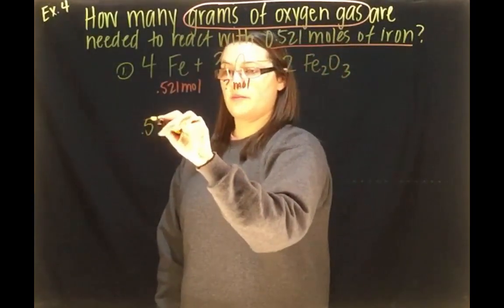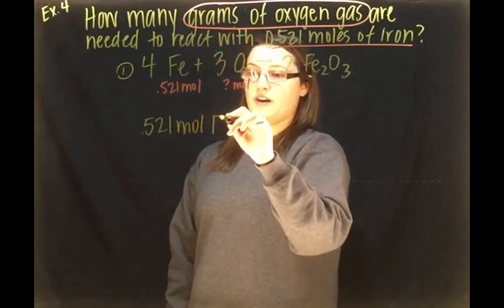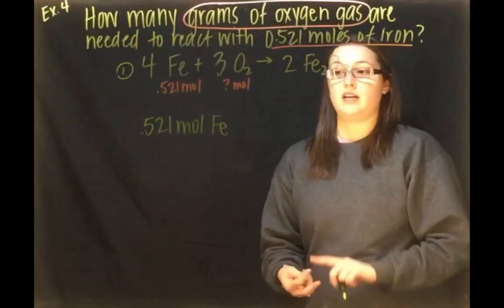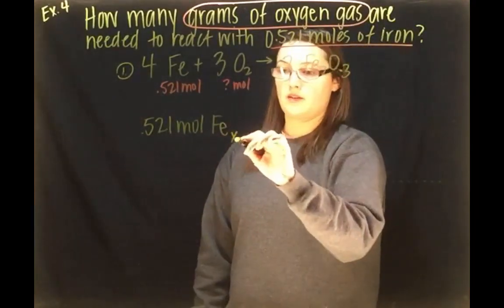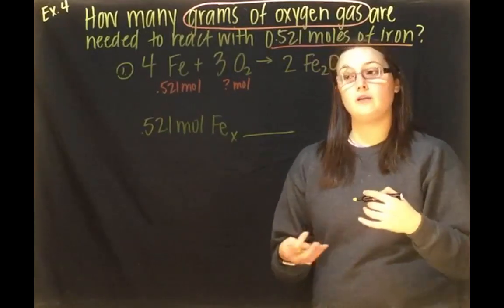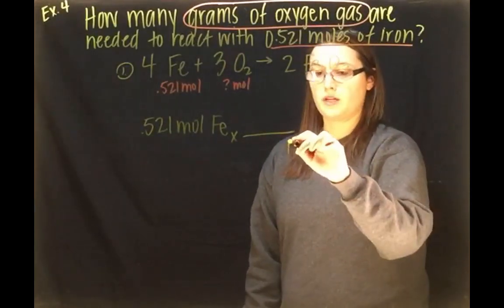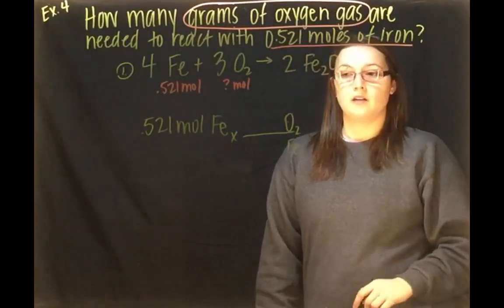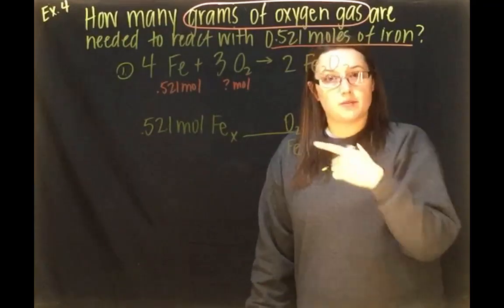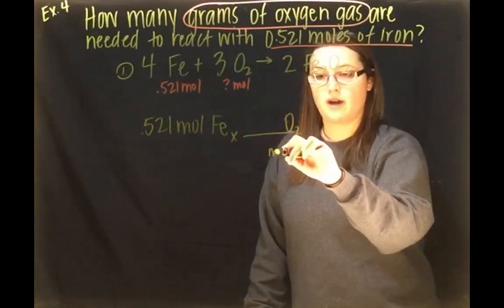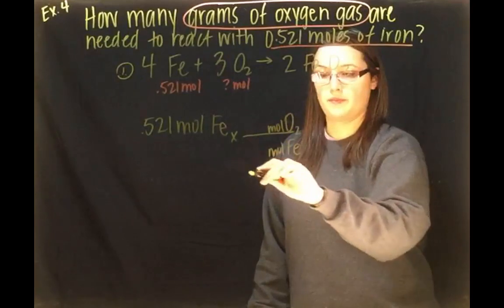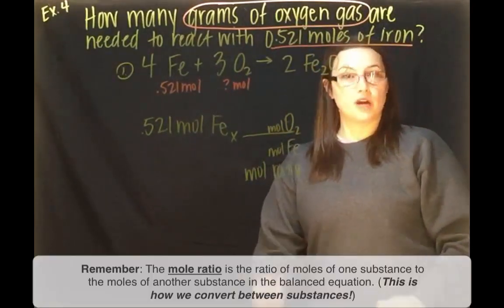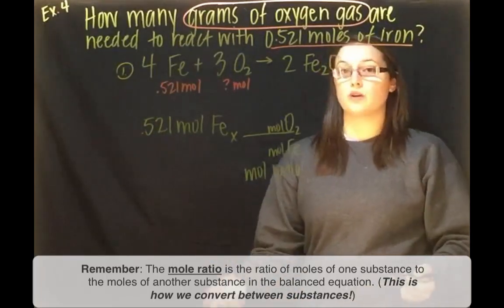So I'm going to start with my given information, 0.521 moles of Fe. Remember to have the number, the unit, and the substance. Now this is just a conversion. I'm converting between substances. So I'm going to convert from Fe to O2. Now remember, in order to convert between substances, if I have 2 different substances here, you have to use the mole ratio. This is my mole ratio. My mole ratio comes from my balanced equation. That's why it's important to have a balanced equation.